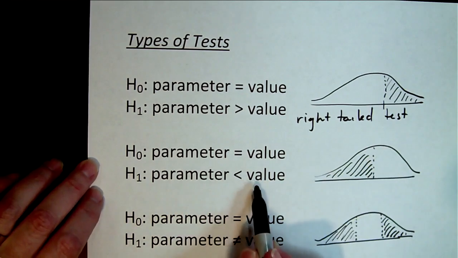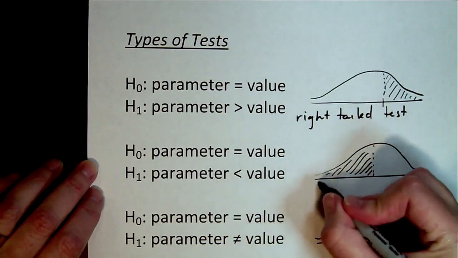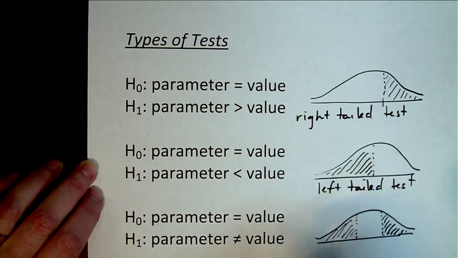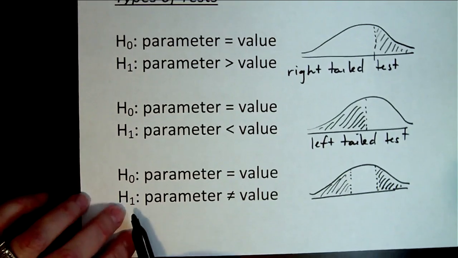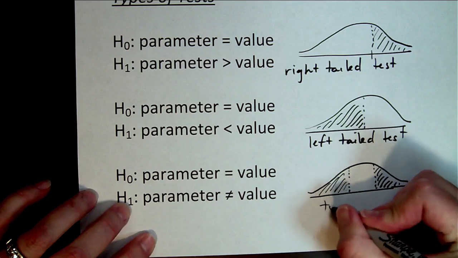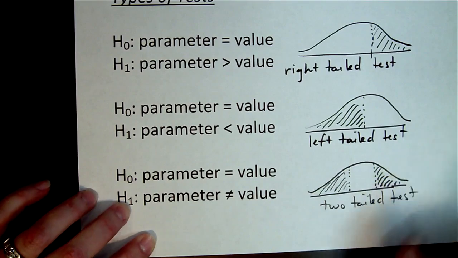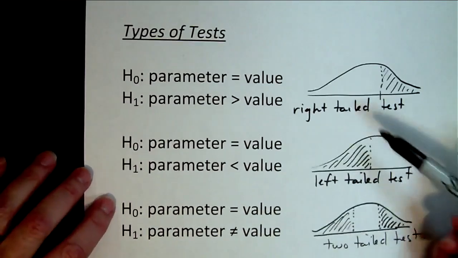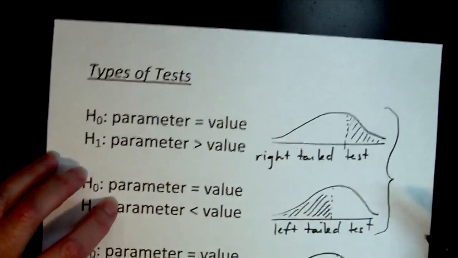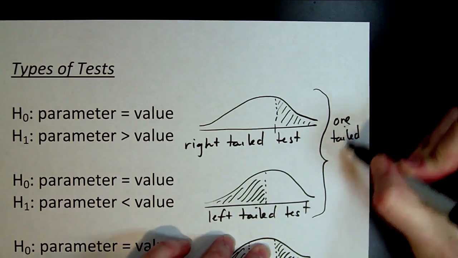If you're investigating a parameter less than some value, you're looking at a distribution like that. So this is called a left-tailed test. And if your hypothesis is that the parameter is not equal to some value, this is called a two-tailed test. So we don't say both left and right, we say two-tailed. And then similarly, if it's either right-tailed or left-tailed, either one of these is often referred to as a one-tailed test.